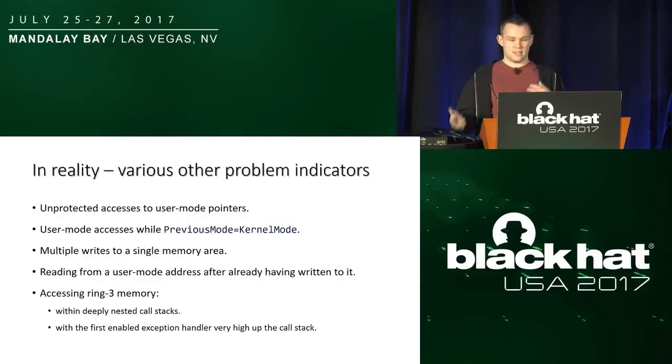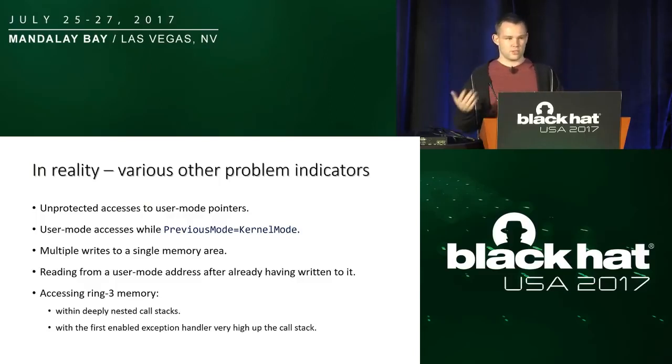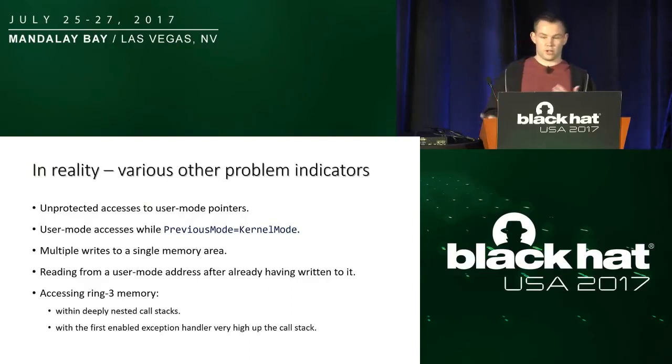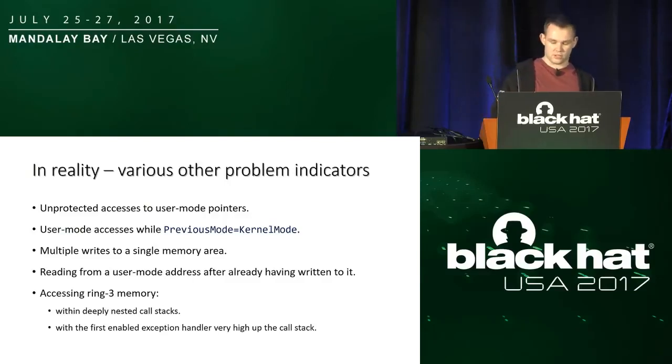We can also break the other assumptions in a number of ways. For example, we can have unprotected accesses to user mode pointers in the kernel. We can have multiple writes to a single memory area, which can also indicate that something fishy is going on in the kernel. We can have reading from the user mode address after already having written to it, which is also kind of fishy, because why would a kernel do it? And there are some other behaviors which can raise an eyebrow. For example, accessing ring 3 memory within very deeply nested call stacks, or with the first enabled exception handler very high up the call stack. These are also some weird behaviors that could happen.